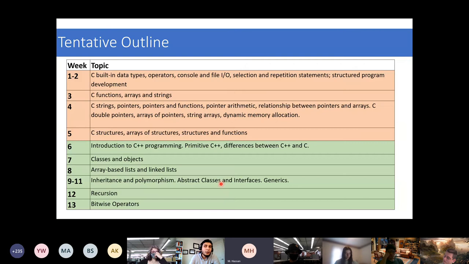So, tentative outline. Again, all this information is also in the course outline on Avenue, because I guess someone asked a question on the chat about that. The first half of the course is mainly C. We'll go through the basics, the syntax, if statements, for statements, repetitions, how to write a program in general, how to structure it, and then cover functions, arrays, strings, and then the most advanced topics: pointers, arrays of pointers, double pointers, and then structures.